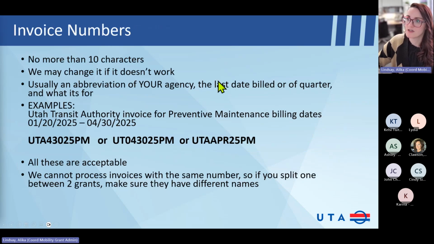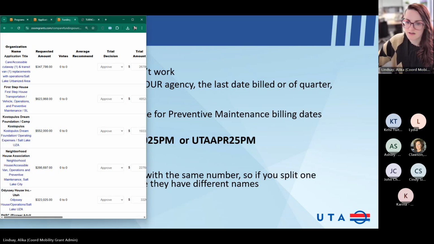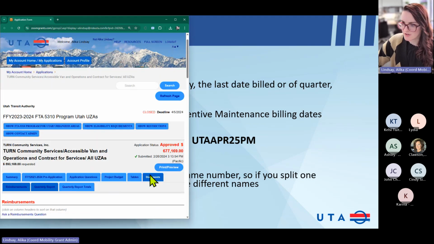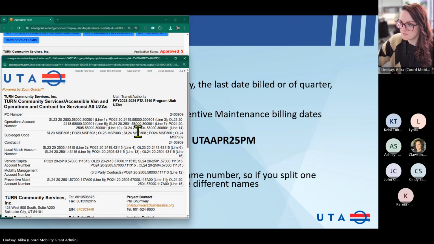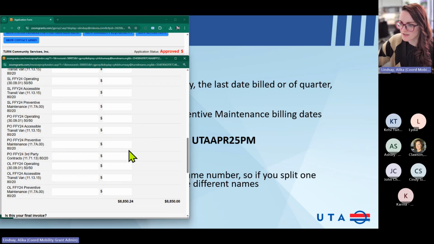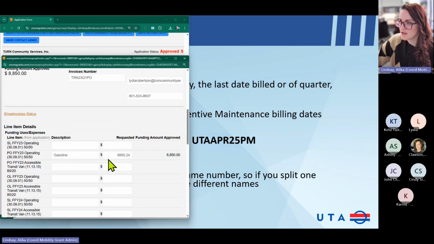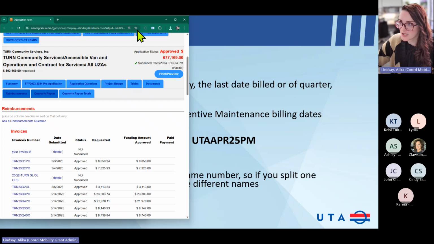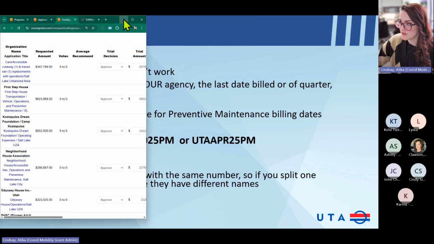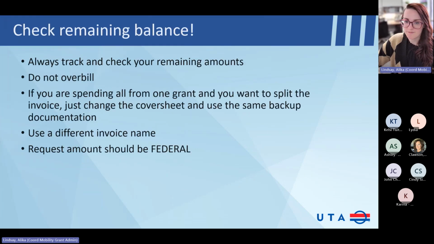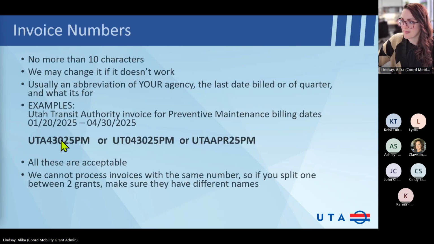Okay, invoice numbers. They shouldn't be more than 10 characters. If it doesn't work, we might change it. And when you go in there, it does have a little thing. If you hover over it, it tells you, or it has instructions somewhere. I thought it did. Maybe not. In the backup documentation, it does tell you how to do an invoice, but we're not super strict as long as it's 10 characters. So here's some examples.